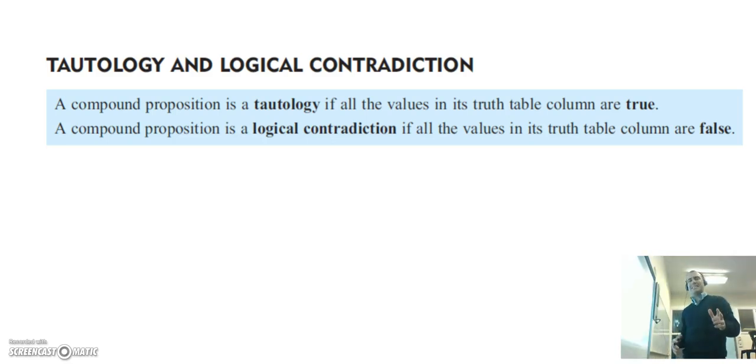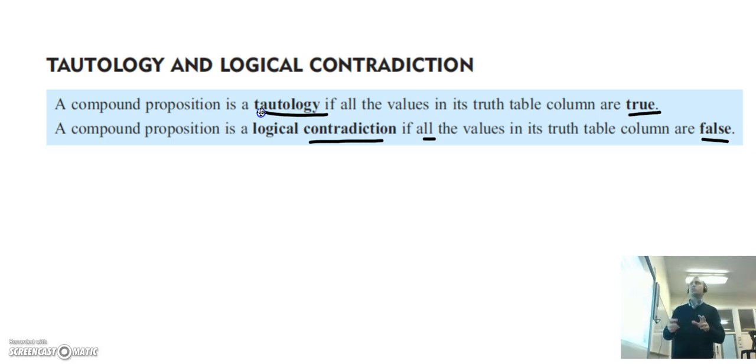We're looking at tautologies and logical contradictions. A tautology is true when all values are true. A contradiction is when all the values in the truth column are false. So we're talking about whole columns here. So a tautology is true, contradiction false.